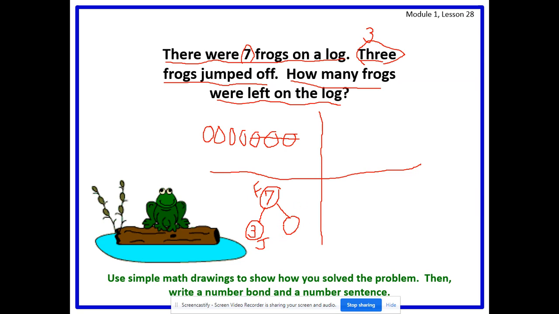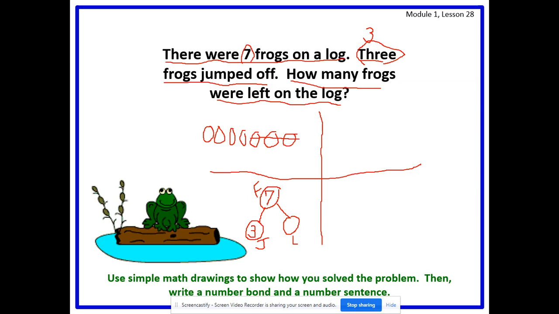These unknown part were the frogs that were left on the log. So we're going to put an L for log. So that's what we need to find out. So before we write our answer, let's write a subtraction sentence. And remember, when we write a subtraction sentence, we start with our whole number. So let's start with our whole number and write a subtraction sentence.